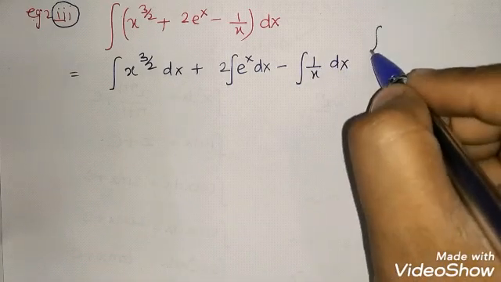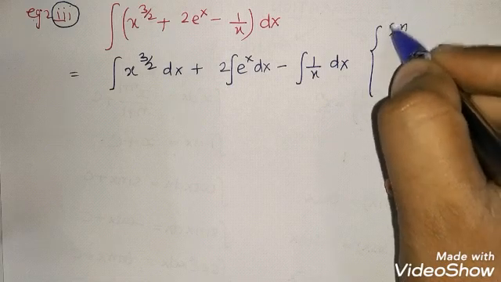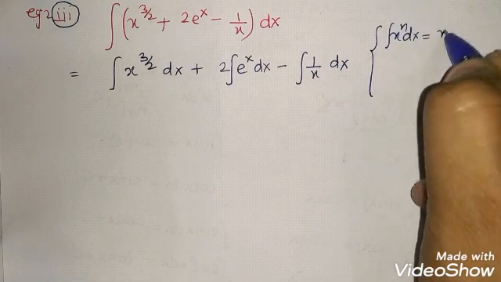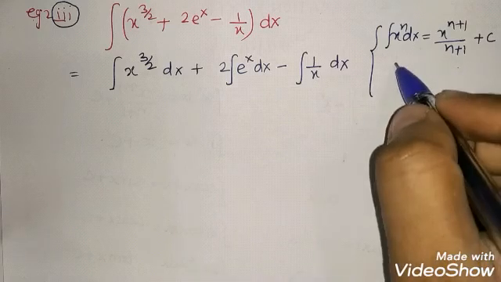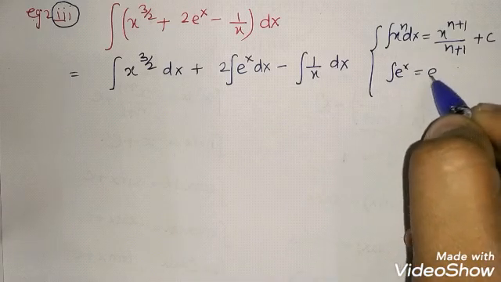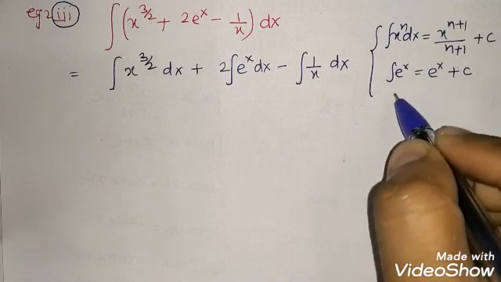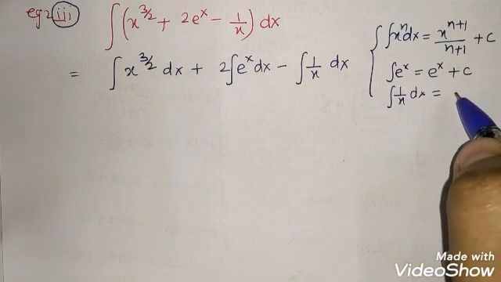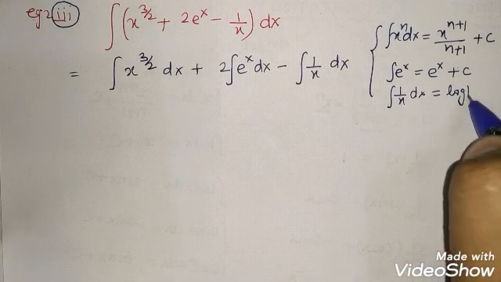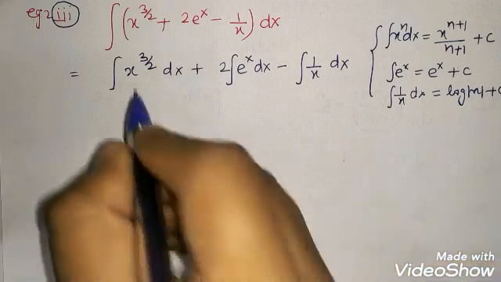As you know all the formulas, write all the formulas. Integration of x to the power n dx is equal to x to the power n plus 1 upon n plus 1 plus c. Then there is the formula of integration of e to the power x, that is e to the power x plus c. Integration of 1 upon x dx is equal to log of mod x plus c. We write all the formulas.